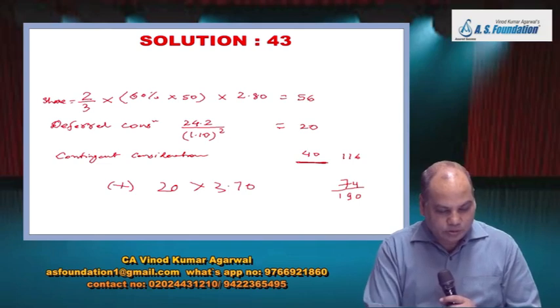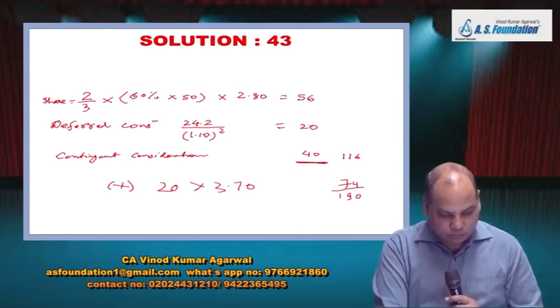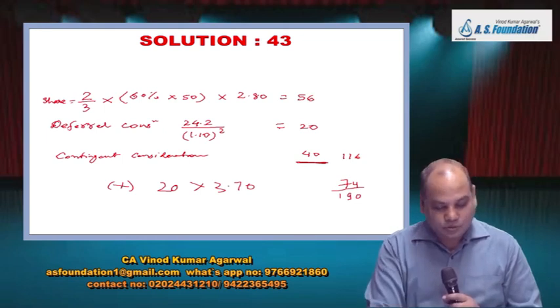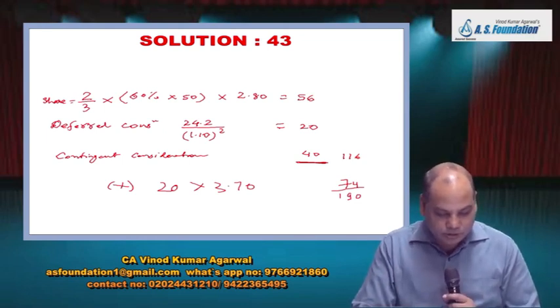What is the date of acquisition? Year ending date is March. Okay, sorry, March. So 6 months. All calculation will be for 6 months.